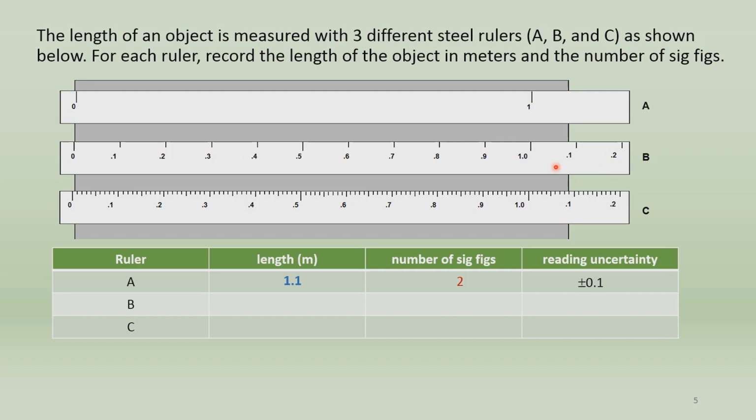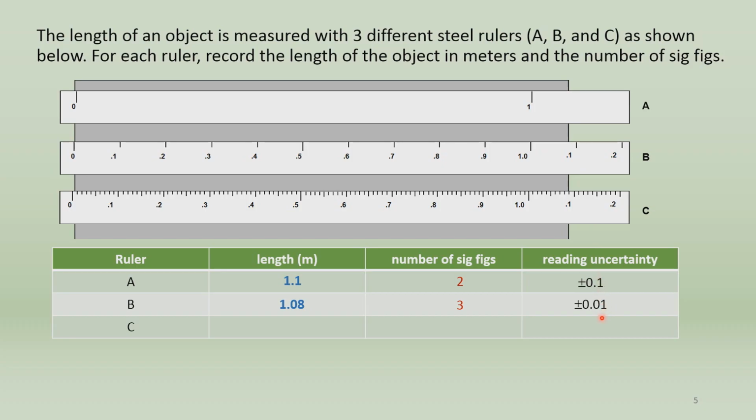So in this case, we can see the length of the gray object is 1. Well, it's less than 0.1, so it's 1.0 something. I'm going to guess that's 1.08. Number of sig figs is 3 because I know the 1 and the 0 for sure. The 8 is my first estimate. For the reading uncertainty, I'm going to say that's plus or minus 0.01, 1/10 of the smallest division. The smallest division is 0.1, so a tenth of that is in the hundredths place.